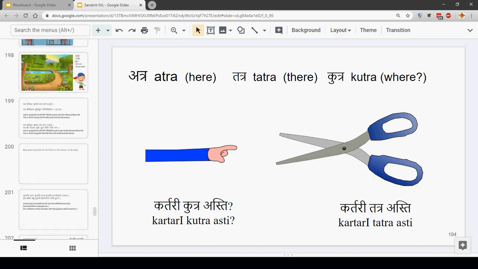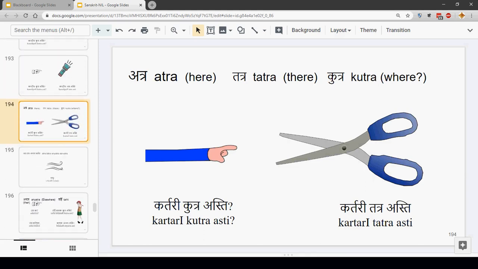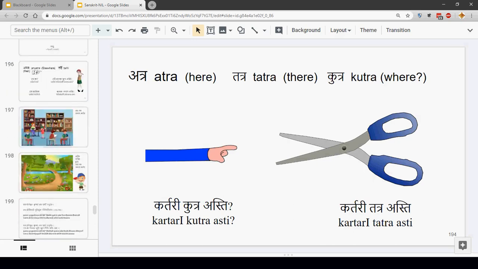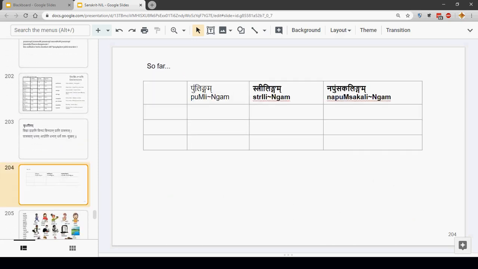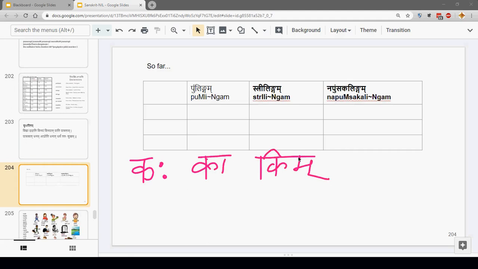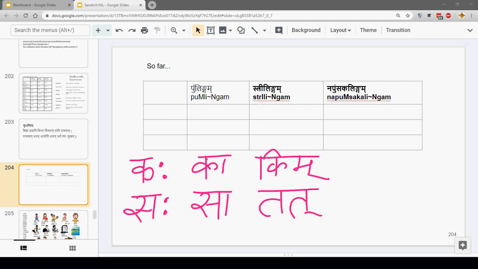And we also studied the words like question words, like kaha. We have studied the words like kaha for the question. Ka. Kim. Questions. And what are the other words we studied? Saha for this. Sorry, that. This is that. Saha, sa. Etat. Tat. For that. And eshaha for this. Eshaha. Esha. Etat.